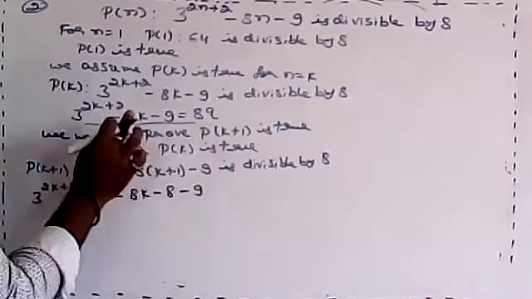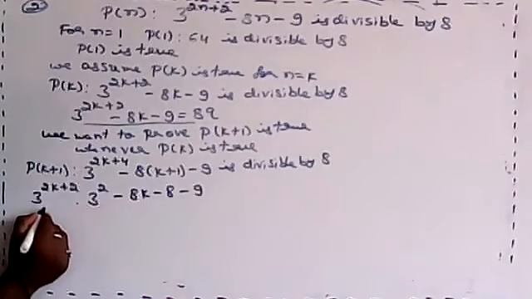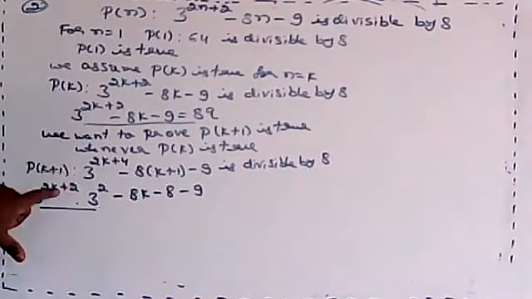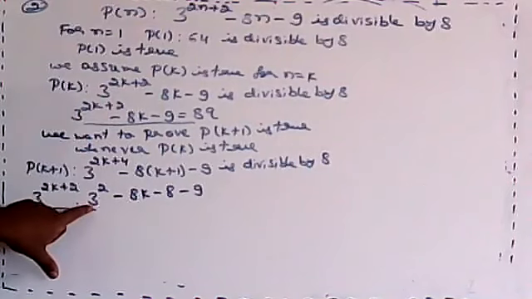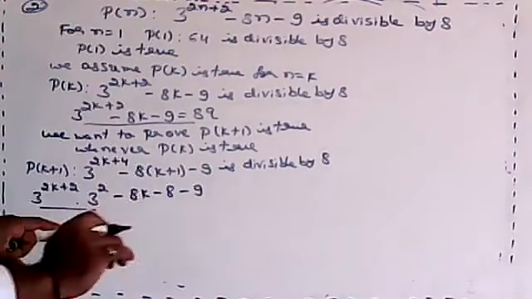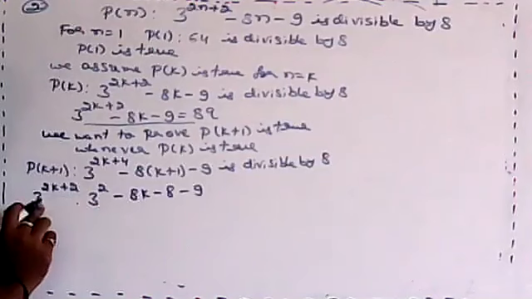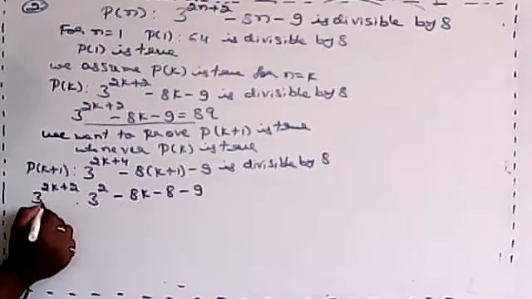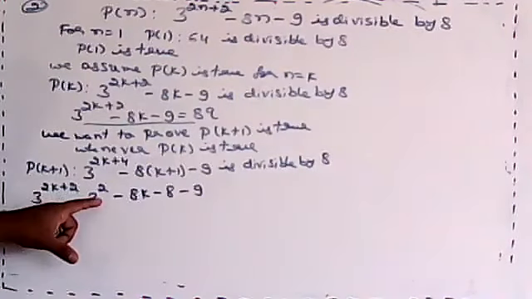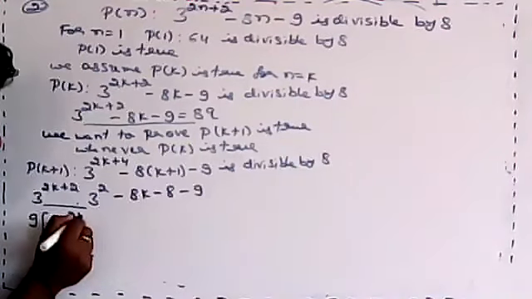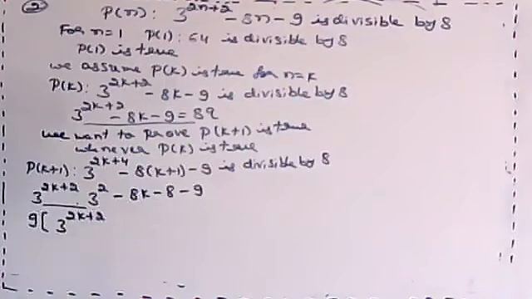Now check here. To get 8 cube, I want all these terms. Just check the first term: 3 to the power of 2k plus 2 is there. What is the extra term? 3 square, no? Yes, 3 square. 3 square is nothing but 9, no? So I'm taking 9 common, only for the first term. So what is remaining? 3 to the power of 2k plus 2. Correct?